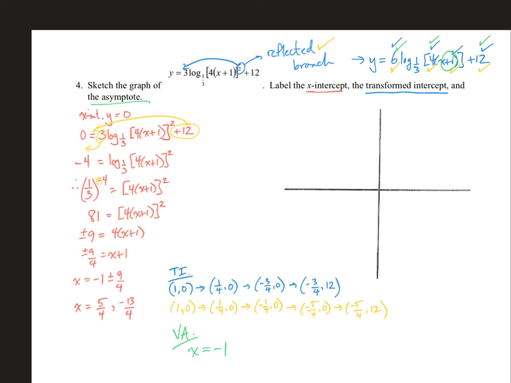Now that we have all those properties, what I'd like you to do is just pause the video, and can you construct your graph that satisfies all those properties? So go ahead and pause it, give it a shot now.